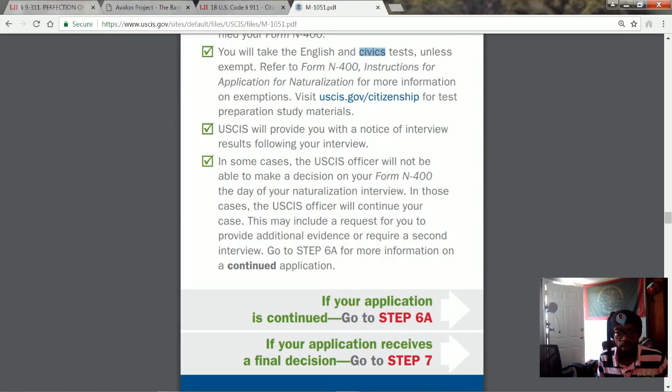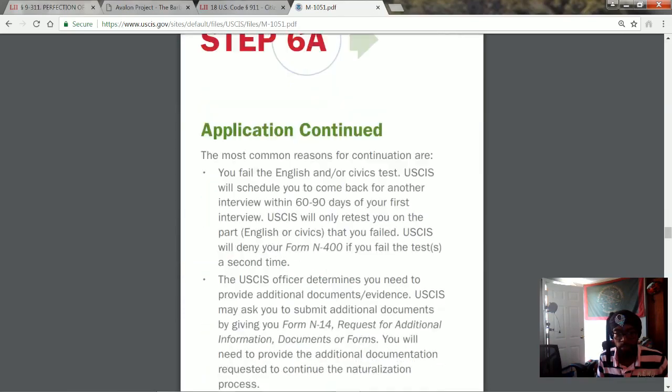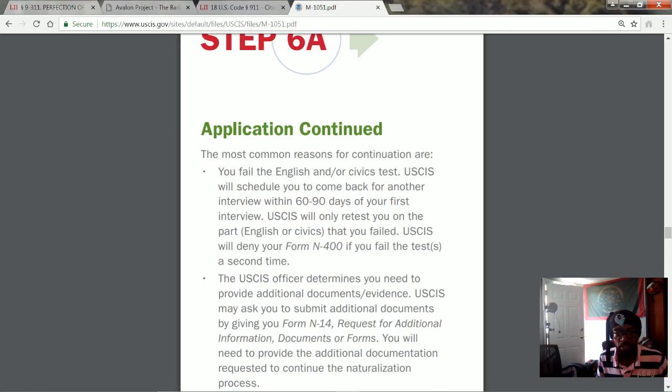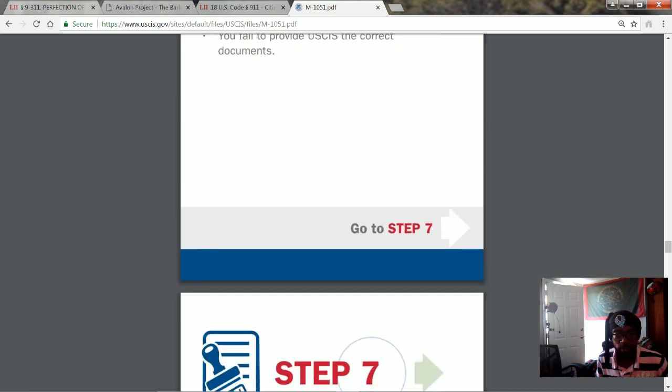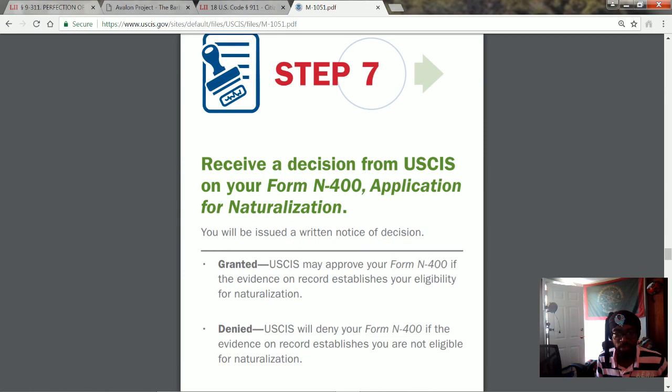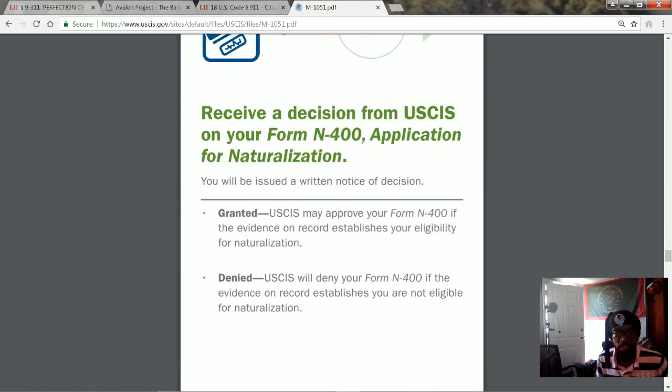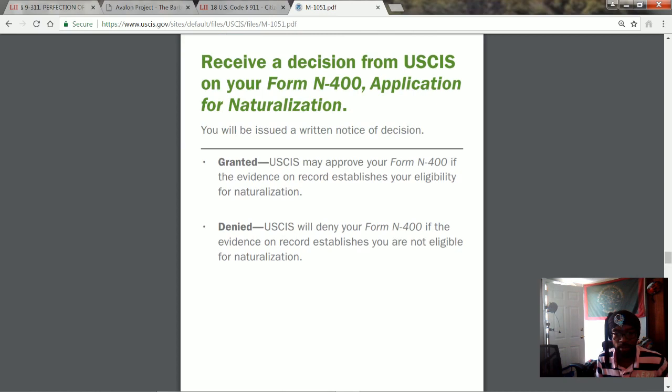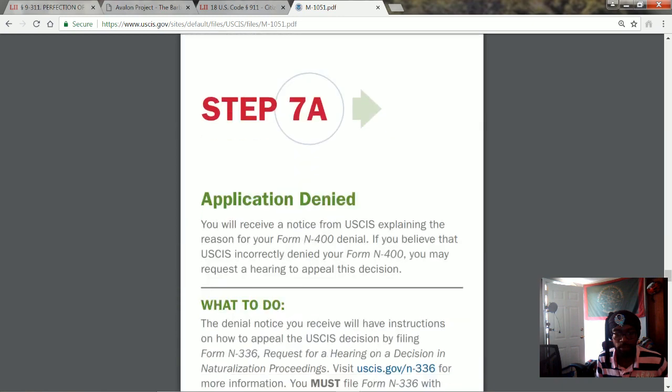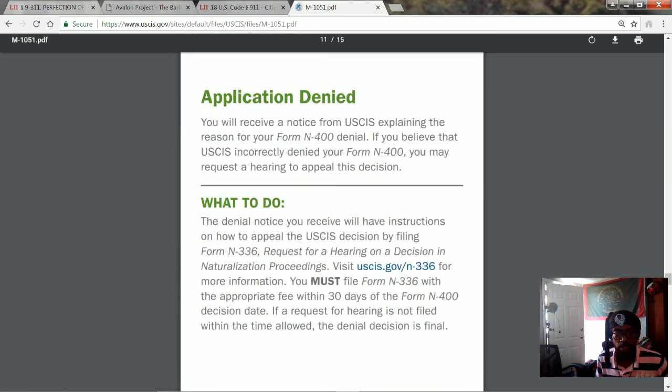In some cases, the USCIS officer will not be able to make a decision on your Form N-400 the day of your naturalization interview. Application continued. The most common reasons for continuation are you failed the English and or civics tests, or the USCIS officer determines you need to provide additional documents or evidence. Step 7. Receive a decision from USCIS on your N-400. You will be issued a written notice of decision. Approved, if the evidence on the record establishes your eligibility for naturalization. Denied, if the evidence on the record establishes you are not eligible for naturalization. Application denied, what to do.